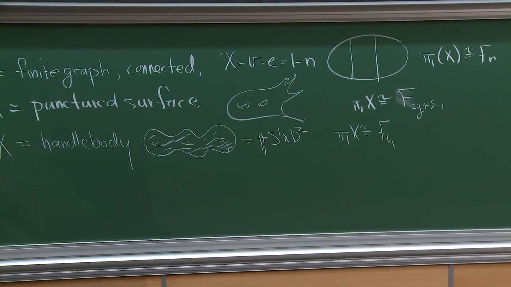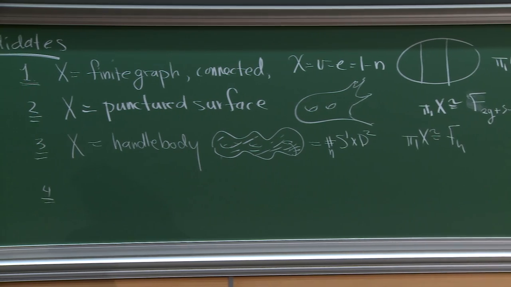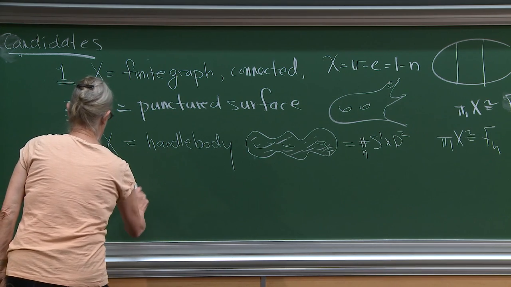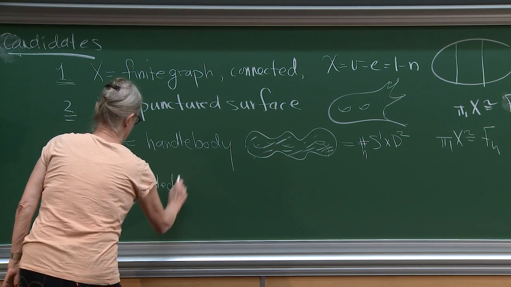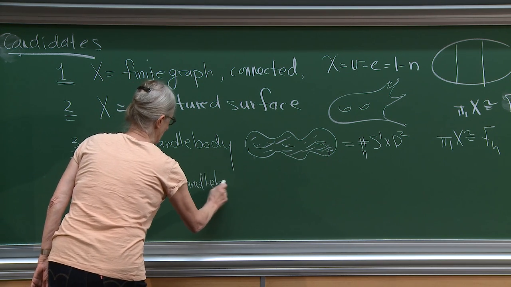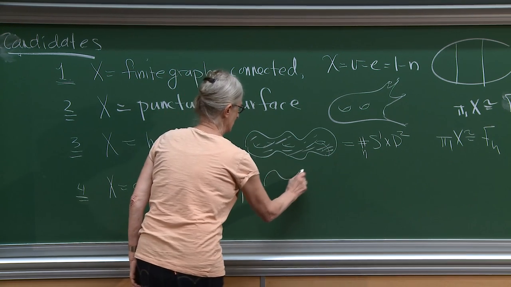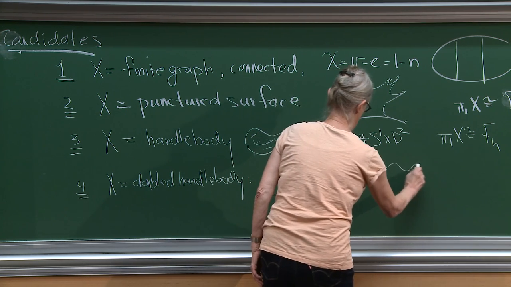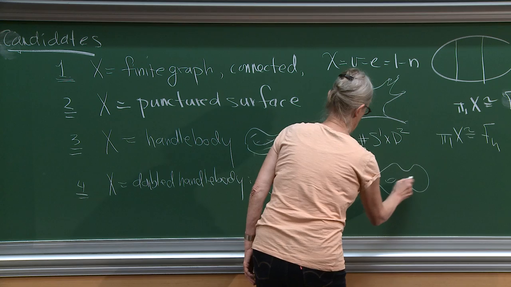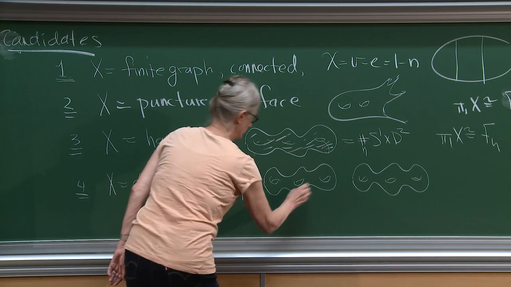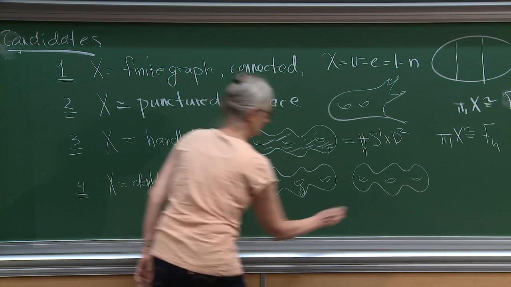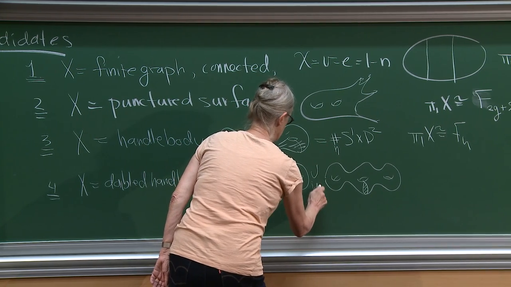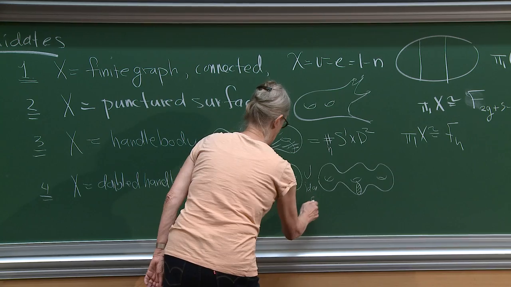And finally, maybe slightly less obvious and not the first thing you think of, is if I take this handle body and double it. Meaning I take two copies. These are both solid handle bodies. And I'm going to glue them together by the identity on the boundary.